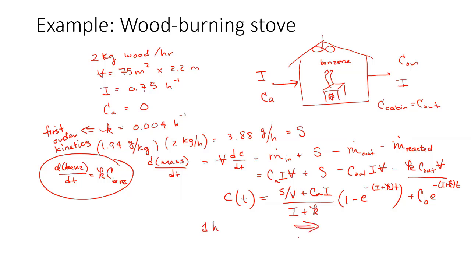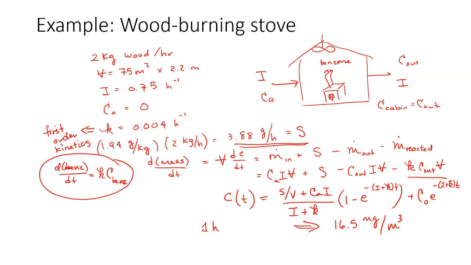So if we substitute the various parameters that we have into this equation here, looking initially at 1 hour, what we will find is that the concentration of benzene is 16.5 milligrams per cubic meter. I haven't written out the substitution, but it's just simply substituting. This is what we will use for S.